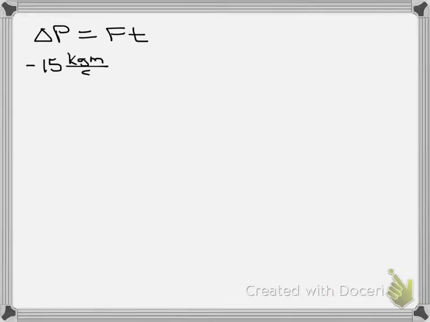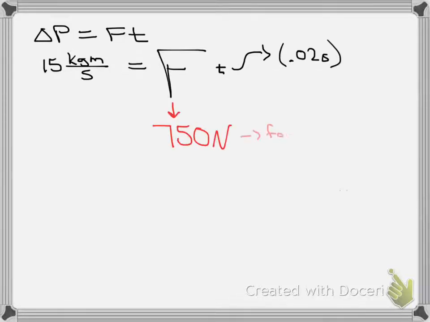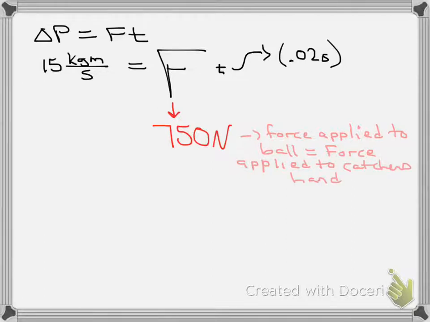So this is actually important. Here in this example, if we have a large force multiplied by a small time, let's say 0.02 seconds, then that means the force is 750 newtons. And whatever force the catcher, let's say you, applies to the ball, that's the same force that the ball applies to you, to your hand. Newton's third law of motion. So a 750 Newton force. Ouch.